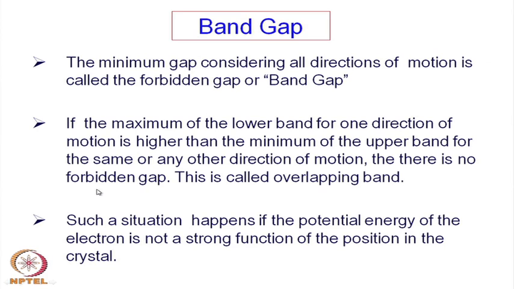With this we define what a band gap is, because this band gap is of extreme importance to us to understand the behavior of different solids, including ceramic materials, which we will discuss later. The band gap is actually the minimum gap, considering all directions of motion, and is called the forbidden gap or the band gap. Here we are introduced to the so-called direction of motions, that means a particular crystallographic direction in which the electrons are moving.